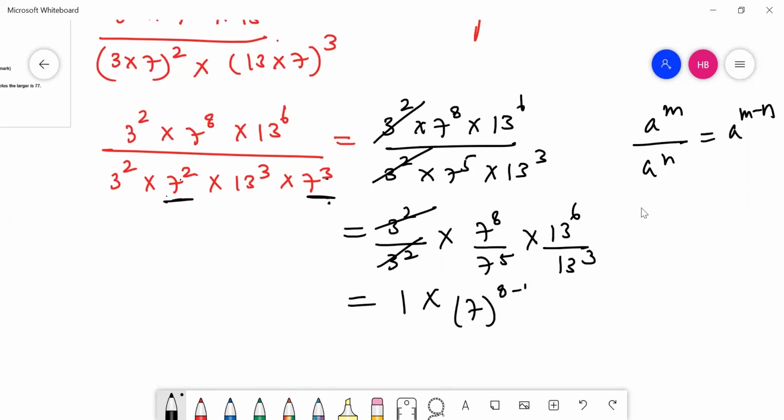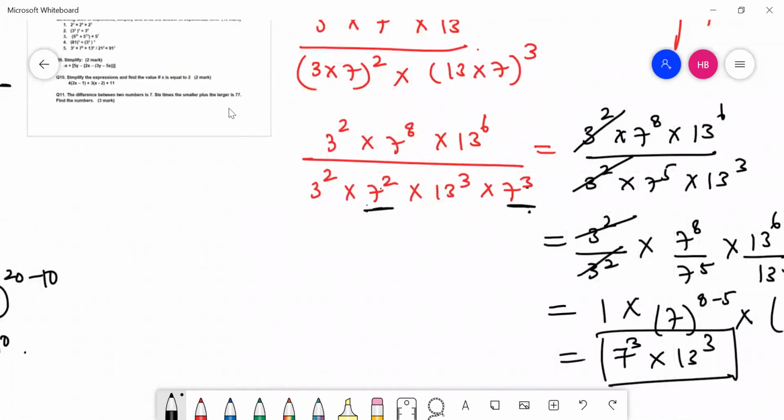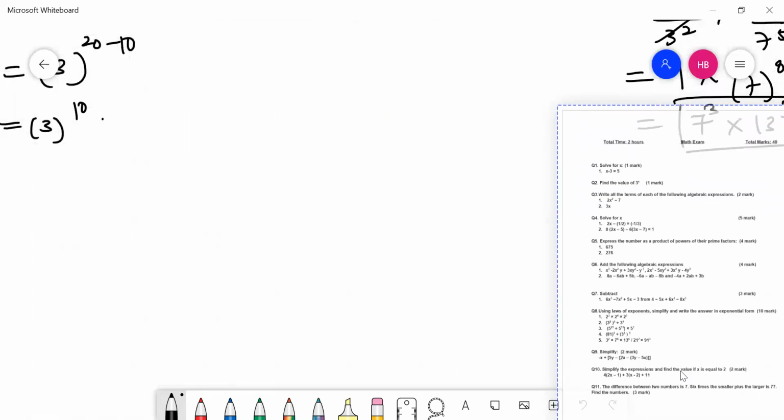7 raised to power 8 minus 5 into 13 raised to power 6 minus 3. So the answer will be 7 raised to power 3, since 8 minus 5 gives 3, and 13 raised to power 3, since 6 minus 3 gives 3. So your answer will be 7 raised to power 3 into 13 raised to power 3. Understood? Now let's go to question number 10.